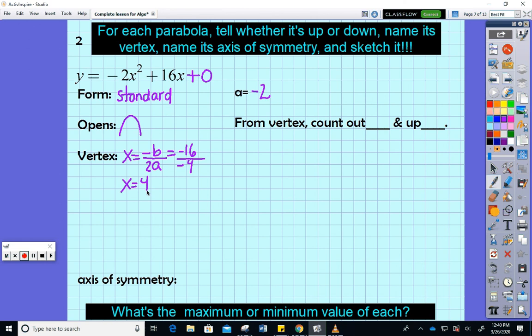Now remember, any time you've got an x and you need the y that goes with it, you plug x in, get y. So I'm going to say now y equals -2 times 4 squared plus 16 times 4 plus 0, which I'm not going to actually put. So that's -2, 4 squared is 16, you've got to square before you multiply. 16 times 4 is 64. -2 times 16 is -32 plus 64. And 64 minus 32 is 32. Whoa, gosh, that's going to be really kind of hard to plot. So now the whole vertex is equal to (4, 32).